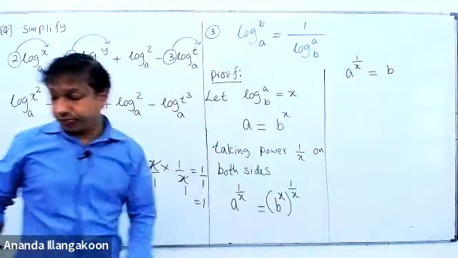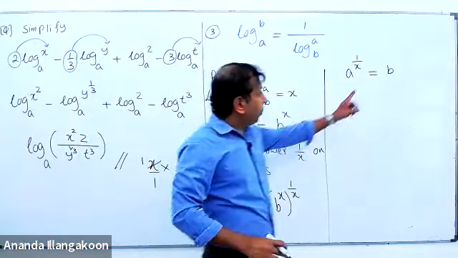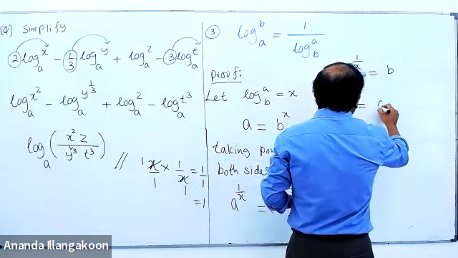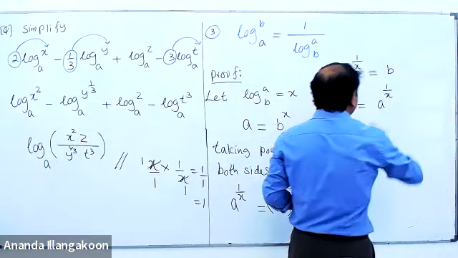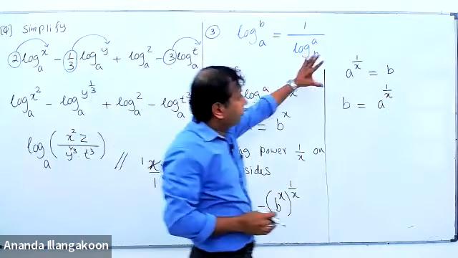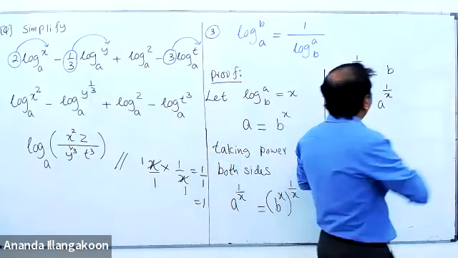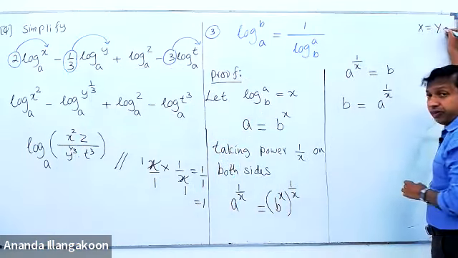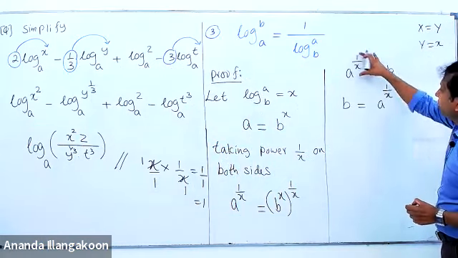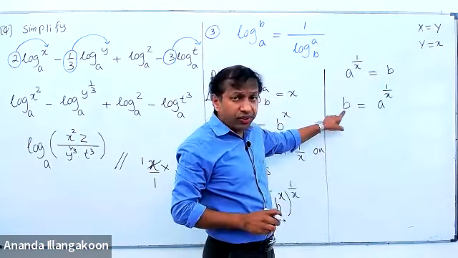Right? a to the power 1 upon x equals b, the same thing I can write as b equals a to the power 1 upon x, like this. Correct? Same thing I wrote. This equals b means b equals this, no? X equals y means, people, what do you mean by this? X equals y means y equals x, no? Like that. This equals b means b equals this. That's what I wrote.